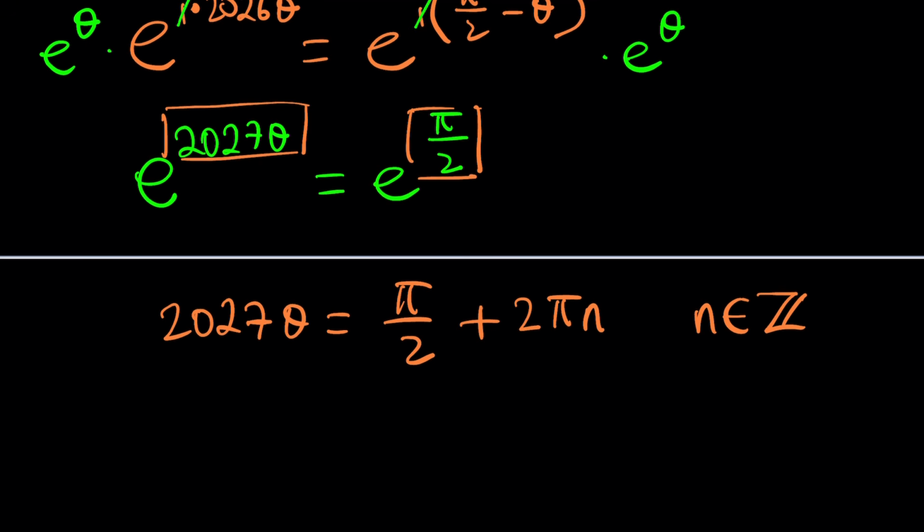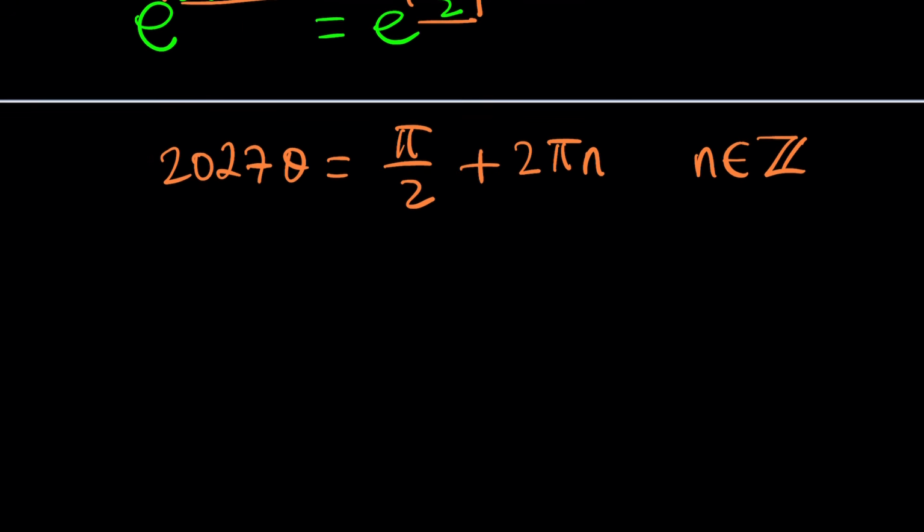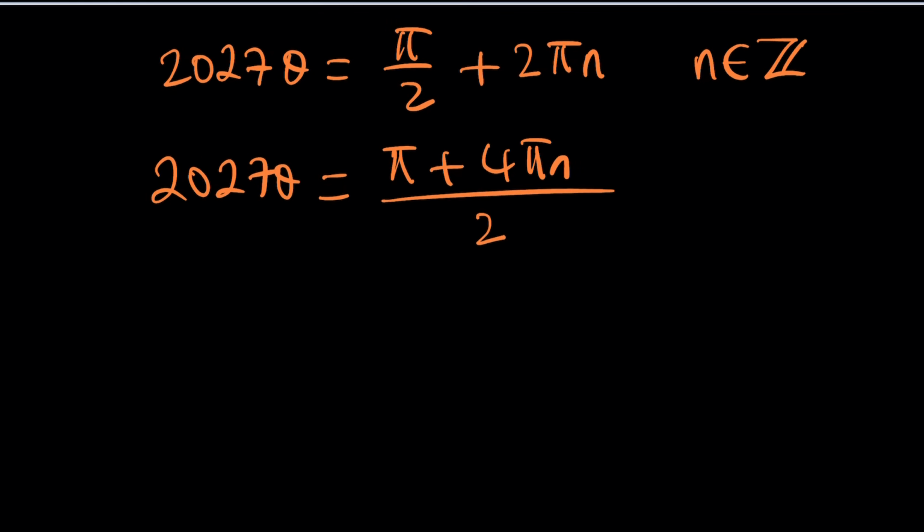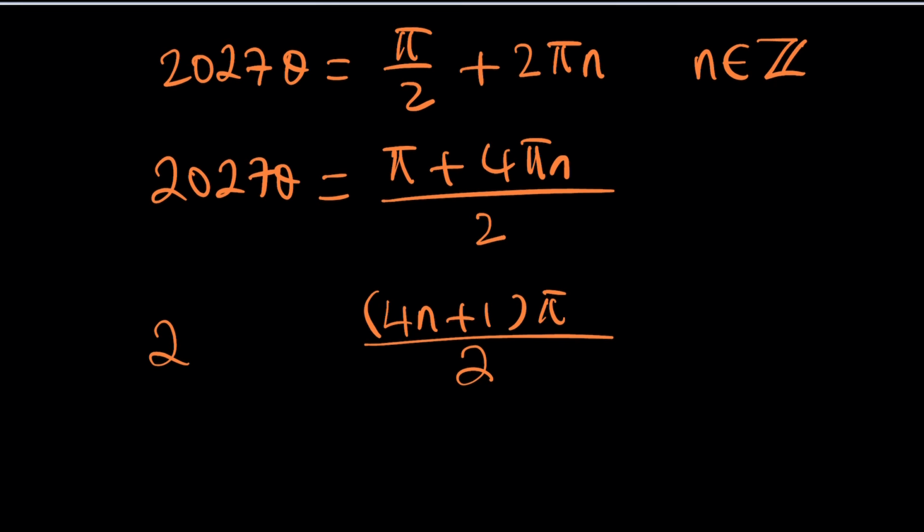Now, let's go ahead and solve for theta from here. How do we solve for theta? Well, first of all, you can make a common denominator on the right-hand side. That's going to give you pi plus 4 pi n all over 2. And then maybe you're going to factor out the pi, and that's going to give you 4n plus 1 times pi over 2. So it's kind of like a number that leaves a remainder of 1 when divided by 4, numbers that are 1 mod 4. And then, of course, you're going to divide them by 2, and they're going to be odd numbers. So you've got to be very careful.